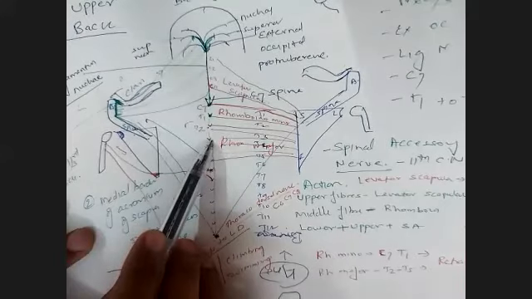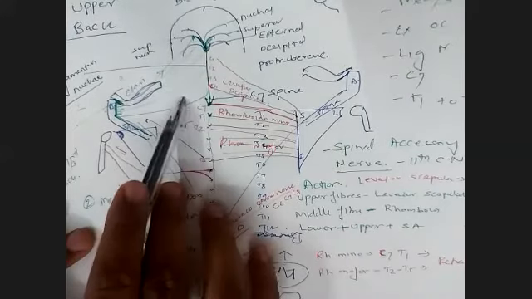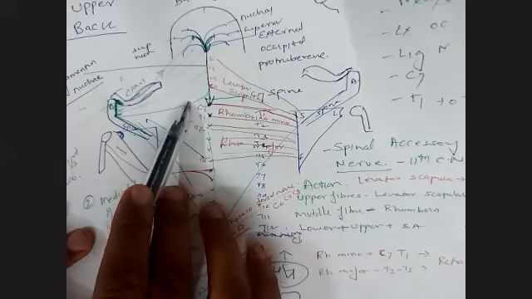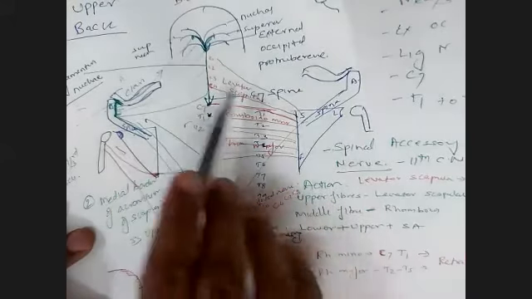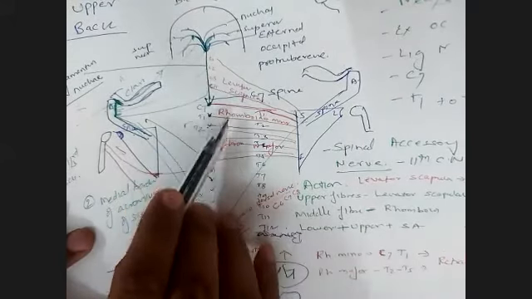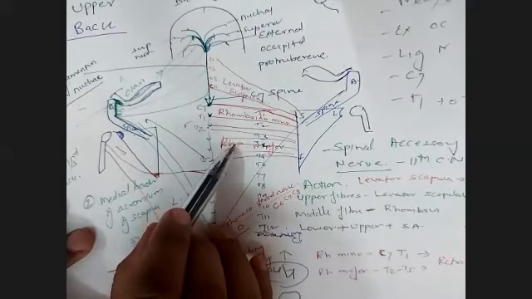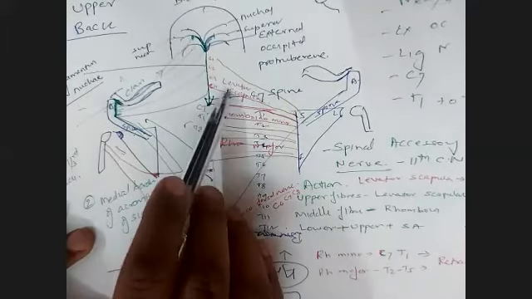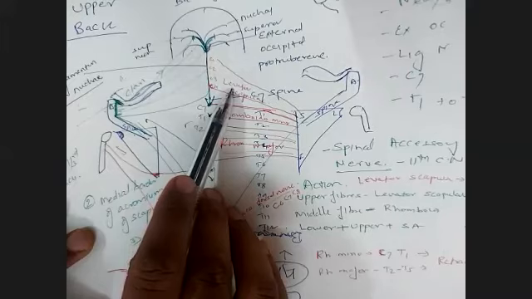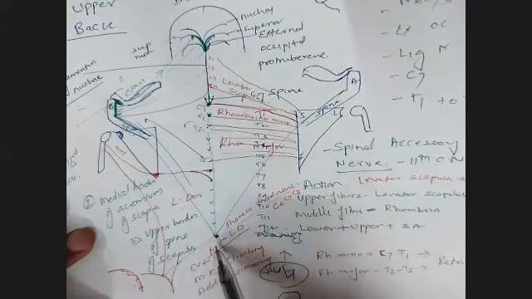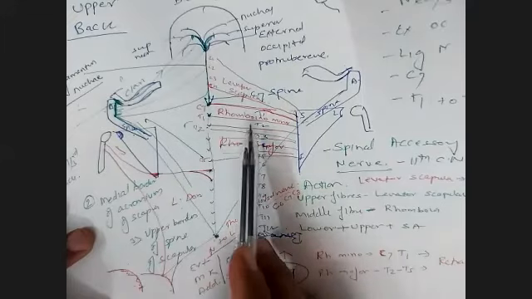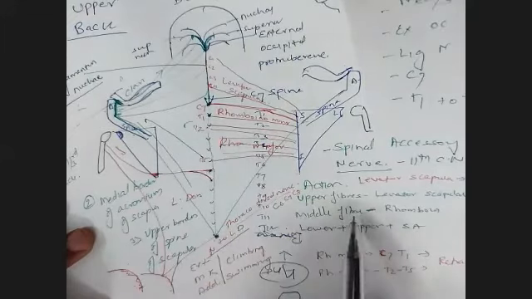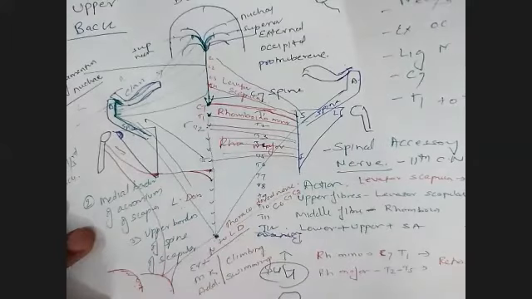rhomboids retract the scapula, and lower fibers along with upper fibers and serratus anterior cause forward rotation of the scapula. Levator scapulae action is elevation of the scapula. Rhomboids minor and major action is retraction of the scapula with the middle fibers of trapezius. Levator scapulae elevates the scapula along with upper fibers of trapezius, and lower fibers of the trapezius along with serratus anterior and upper fibers cause forward rotation.